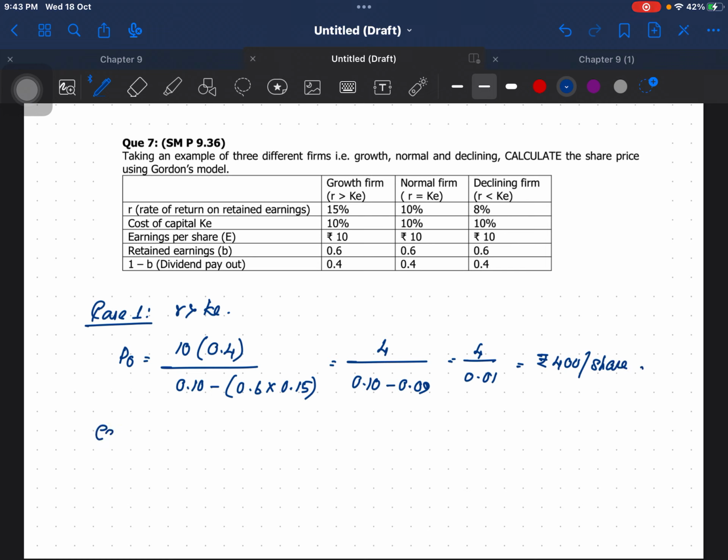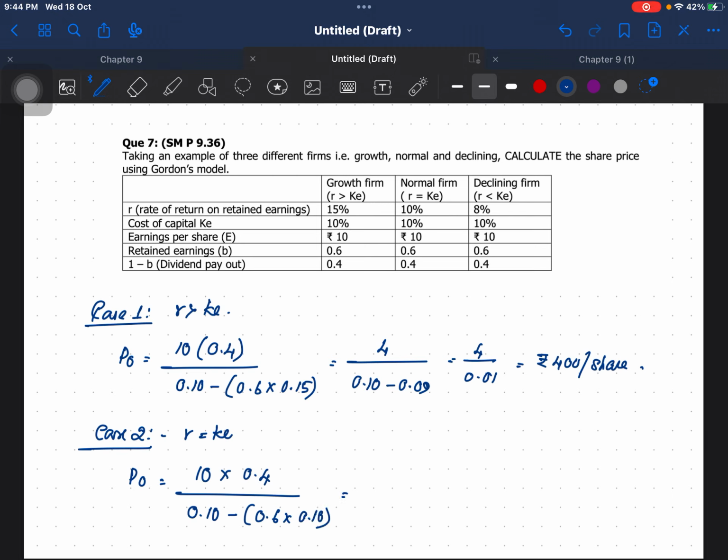Now, case 2: R is equal to K. R equal to K means P0 is equal to EPS, 10, into 1 minus B, which is 0.4, divided by K, 0.10, minus B, which is 0.6, into G. The G or R is BR. R is 0.10.